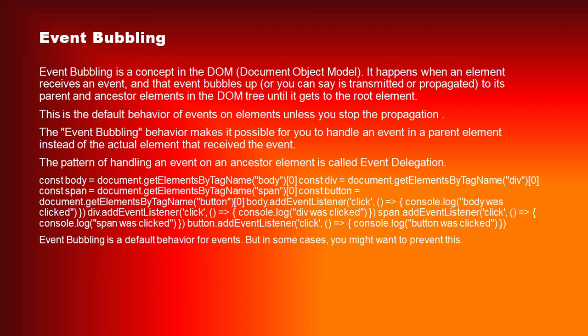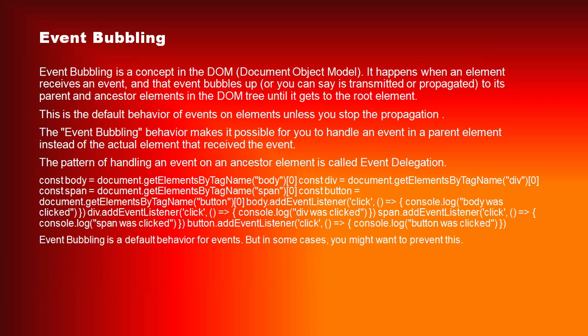As long as it is not reaching the root element, the event keeps getting bubbled. This is the default behavior of events on elements unless you stop the propagation. You need to stop it from getting propagated, otherwise it goes on propagating. The event bubbling behavior makes it possible for you to handle an event in a parent element instead of the actual element that received the event. The pattern of handling an event on an ancestor element is called event delegation. Instead of handling on the button, you can handle it somewhere in the div or wherever it is.